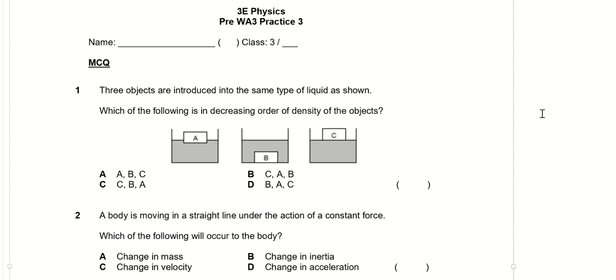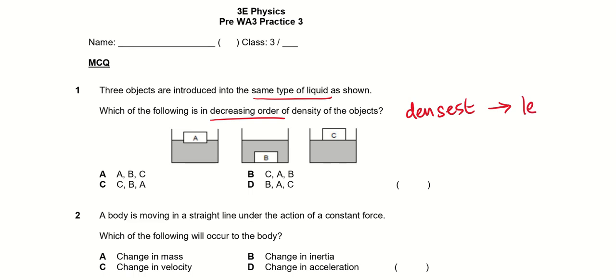Now, first MCQ: three objects are introduced into the same type of liquid. That means they will all have the same density. Which of the following is in decreasing order? That means from the densest to least dense. And you know that if it's least dense, it will float the most, float the highest.